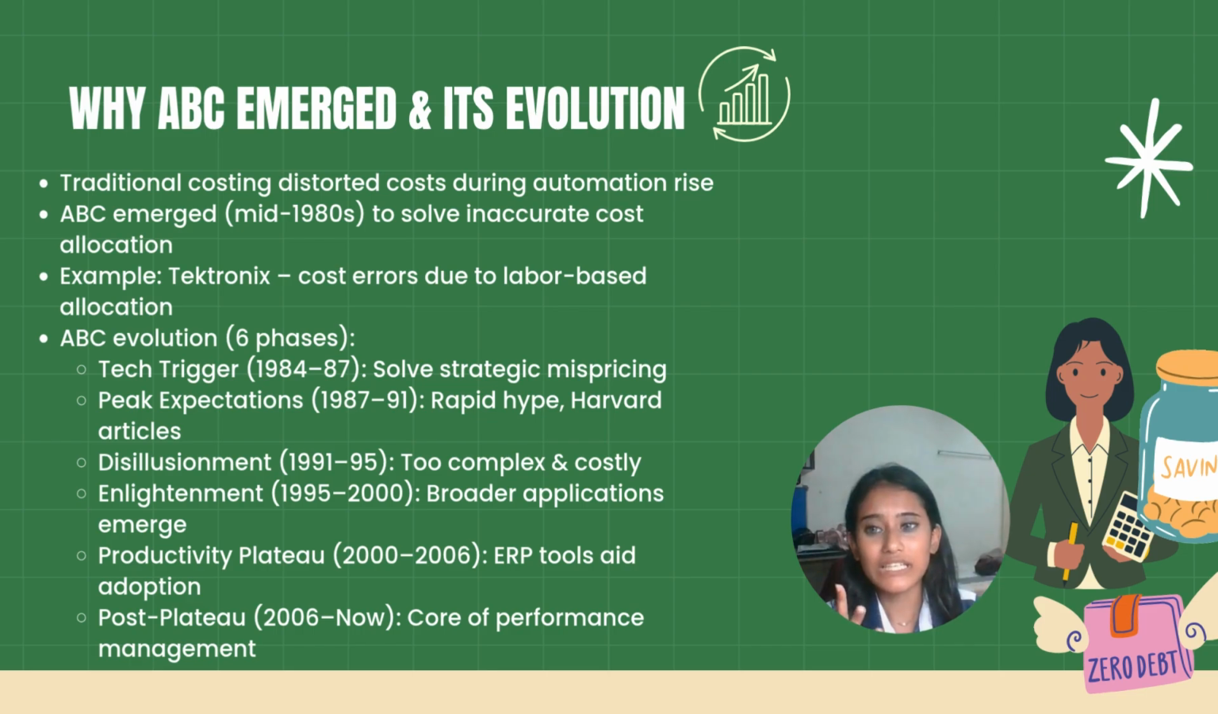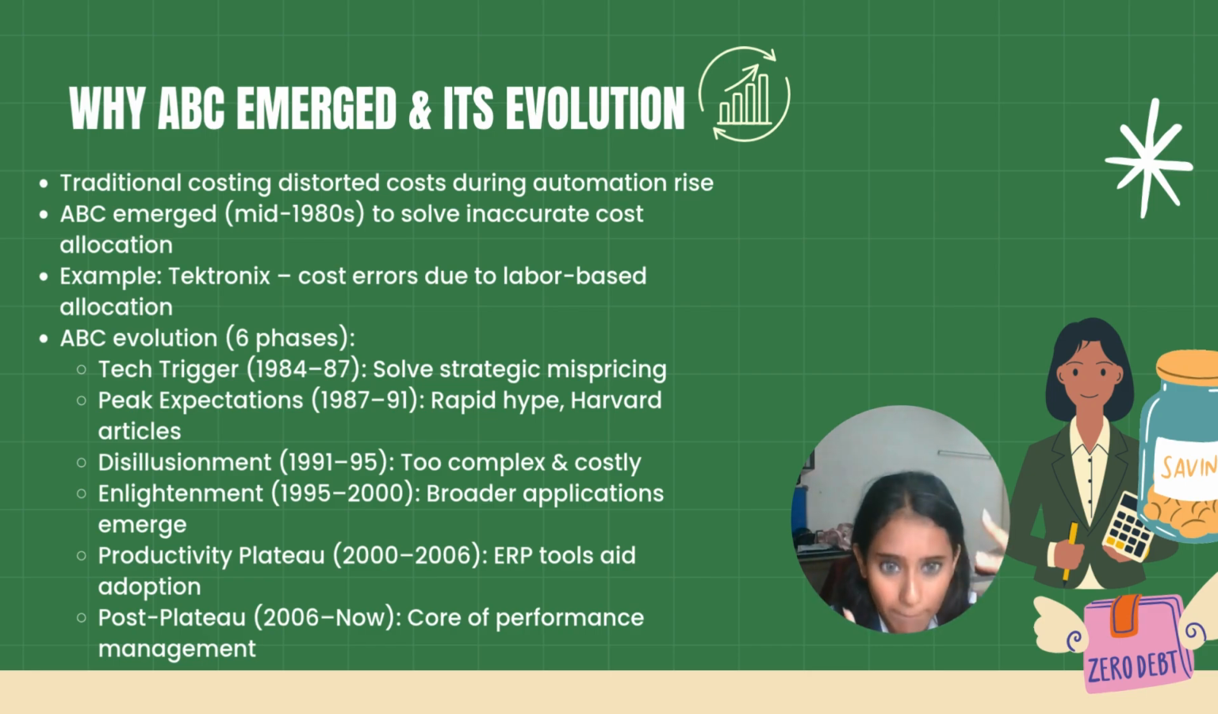So, firstly, in the mid-1980s, when Western companies faced growing competition from Japan, Japanese firms like Toyota, for example, used advanced systems like just-in-time and statistical process control, gaining huge advantages. In contrast, Western companies relied on outdated costing methods, which is the traditional method that used one cost driver, usually direct labor hours, to allocate overhead.